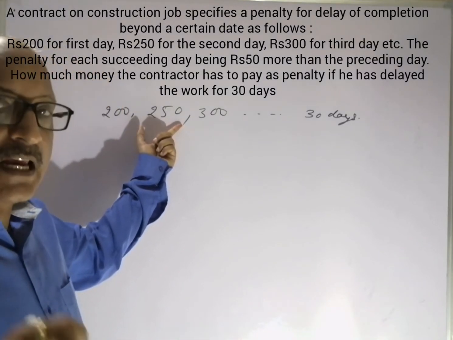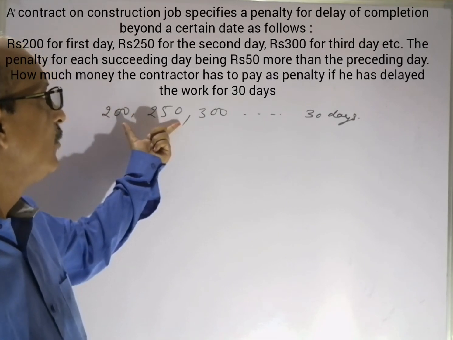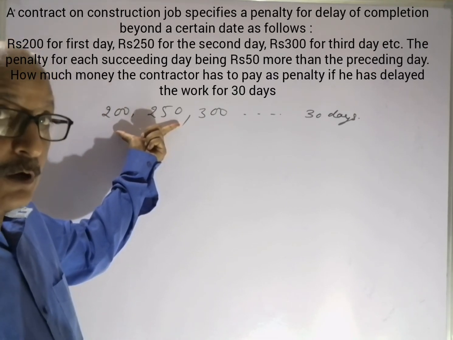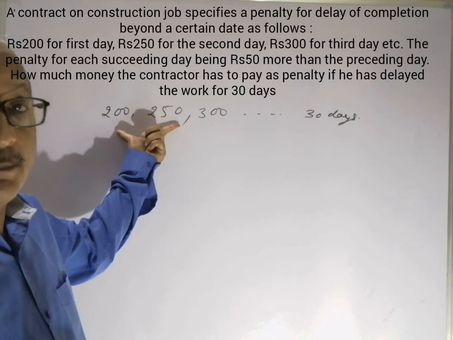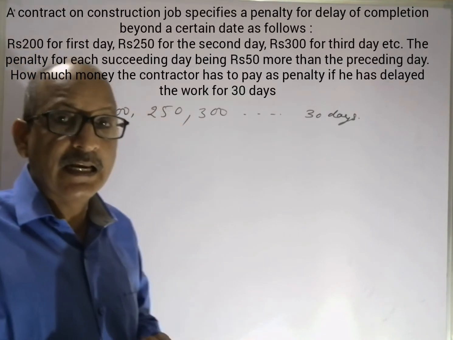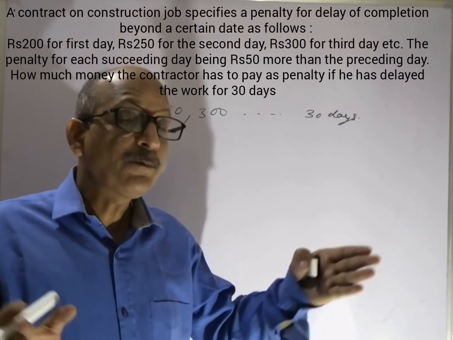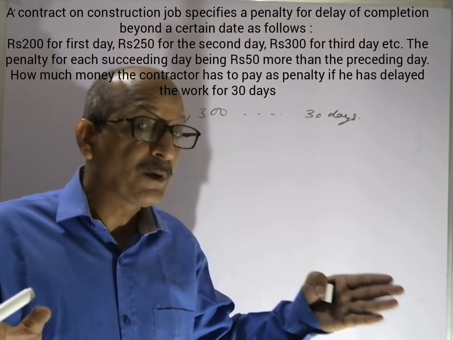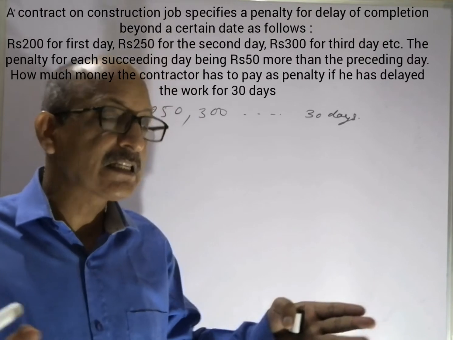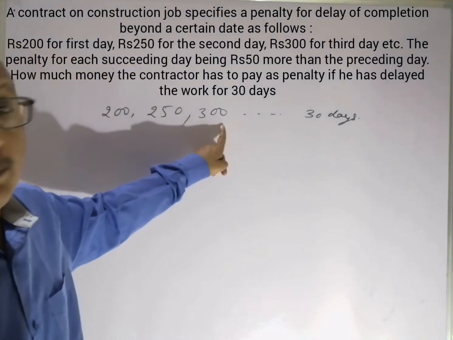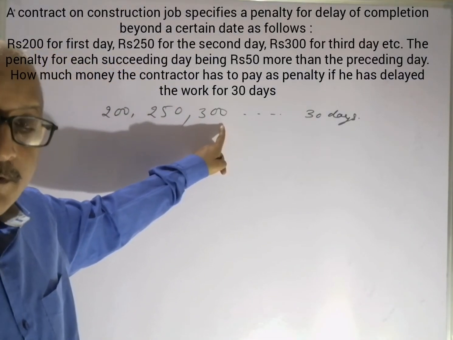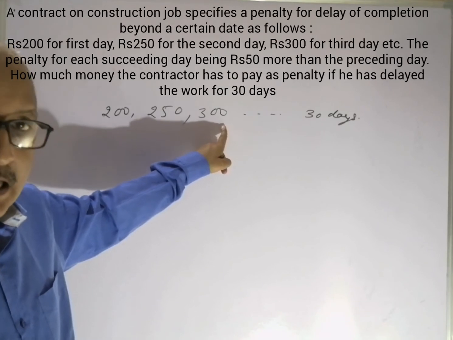If it had been up to second day, so if he had delayed for 2 days, he would have to pay only 250. But here, for first day, for second day different, for third day again different. So if he is going to pay the penalty for delay for 3 days, all these 3 penalties are to be paid. Very clearly we have to calculate SN.